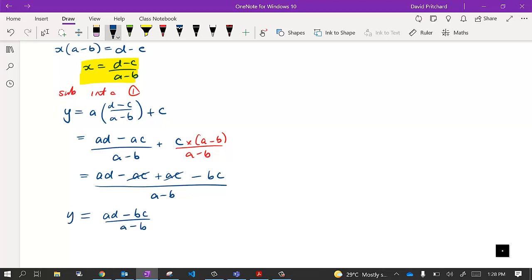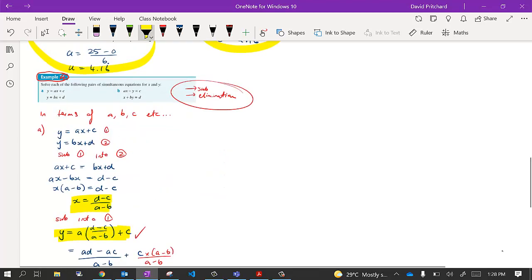So we could do that. I'm not too worried at this stage if we get to this form and we leave it like that. I do recommend you practice this skill, that simplification.